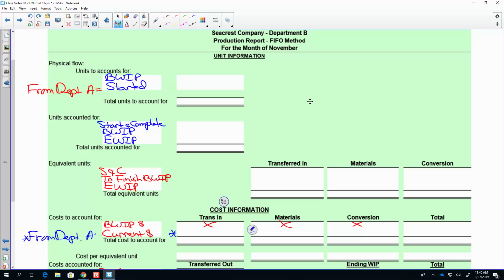On our template B, or Department B, I've already put the headings in. Starting obviously with the physical flow section. So take a few minutes here, if you haven't done so, and write these headings down.